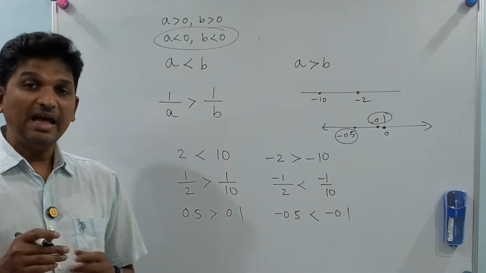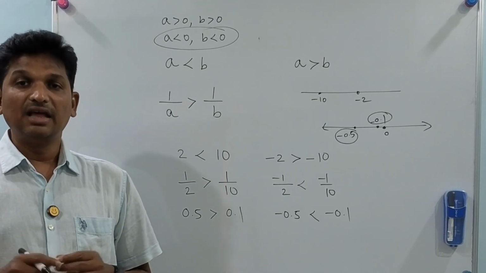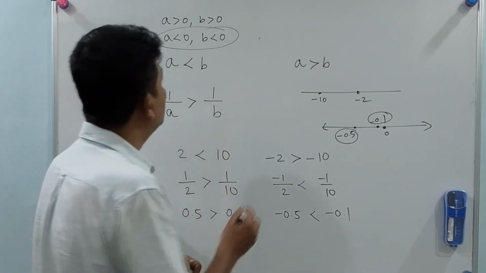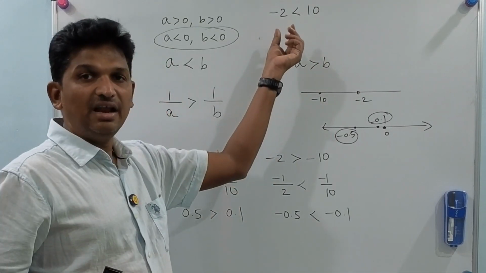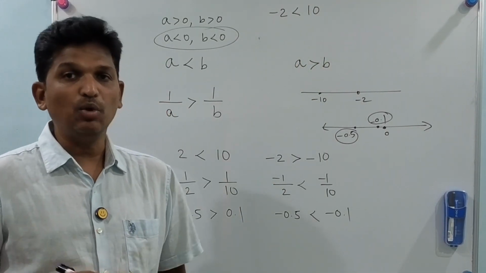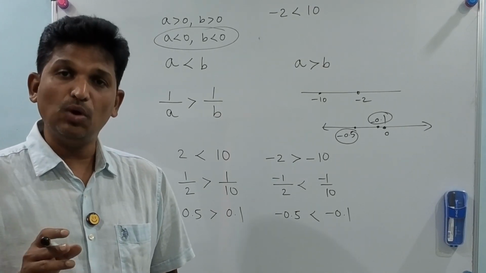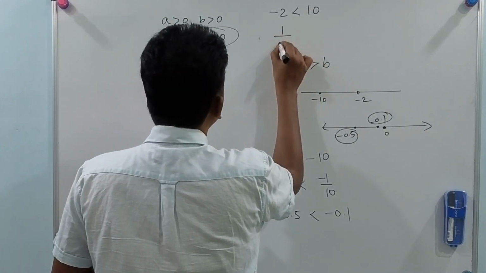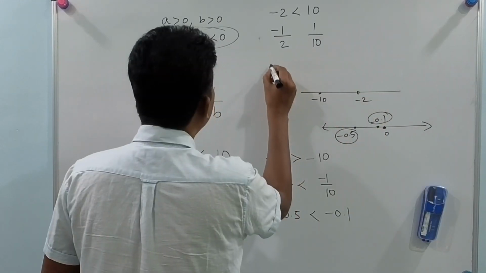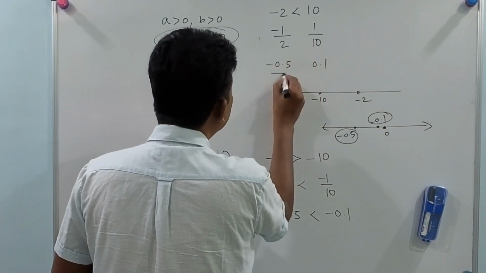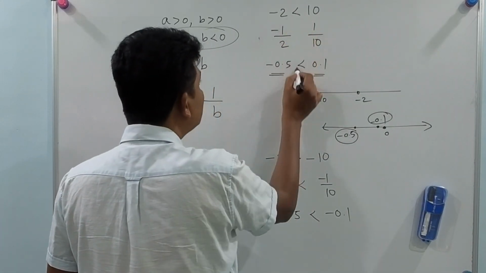And one more thing, in an inequality, if one side is positive and the other side is negative, then the inequality sign remains the same. For example, you take minus 2 is less than 10. One side is negative and the other side is positive. When I write its reciprocal, this is minus 1 by 2, this is 1 by 10. Minus 1 by 2 is nothing but minus 0.5. This is 0.1. This is a negative number, this is a positive number. A negative number is always smaller than a positive number. That means the inequality sign remains the same.